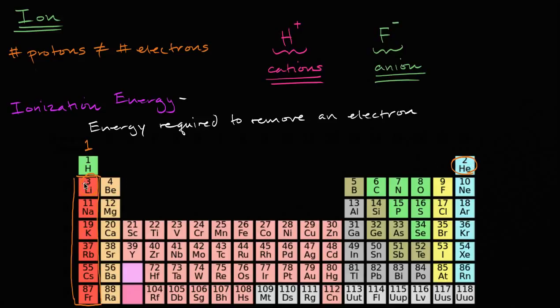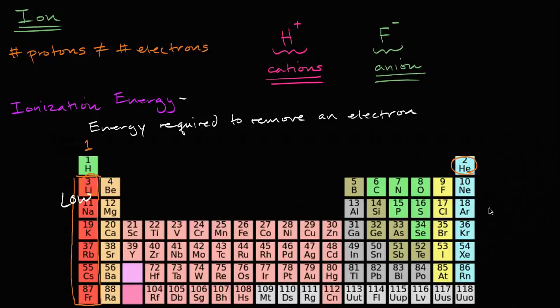So you could imagine that the ionization energy, the energy required to remove electrons from your alkali metals, is very low. So let me just write down, when I say low, I'm talking about low ionization energy. Low. Now what happens as we move to the right of the periodic table?